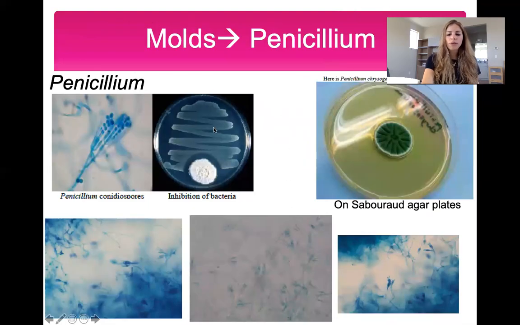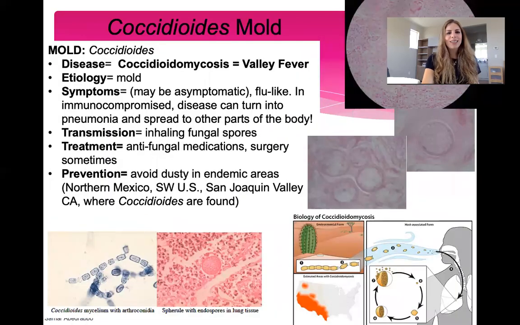Now, another mold that we're going to talk about is Coccidioides, and this causes the disease coccidioidomycosis, which is known as valley fever for most people. The reason it's known as valley fever is because we see this mold and mold spores in northern Mexico, southwestern US, and the San Joaquin Valley of California. Doctors who work in this area have a lot of patients come in with symptoms like tuberculosis, possible lung infections, but really most of the time they have this disease, caused by this mold, and the symptoms are flu-like.